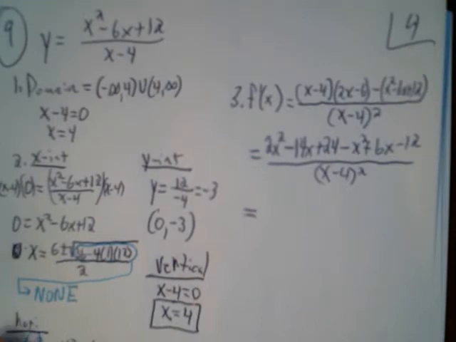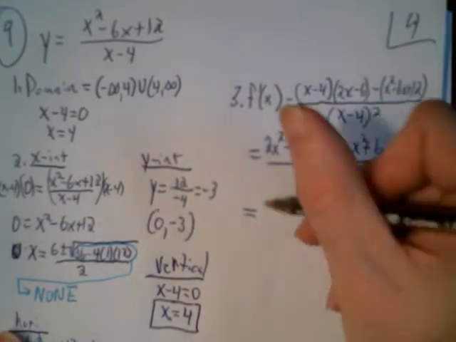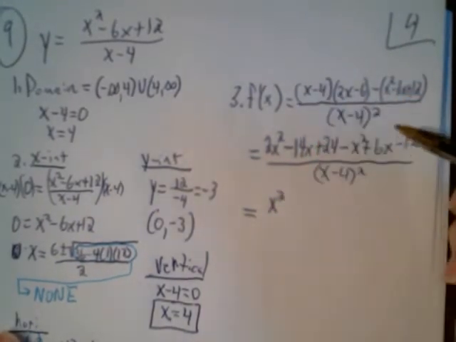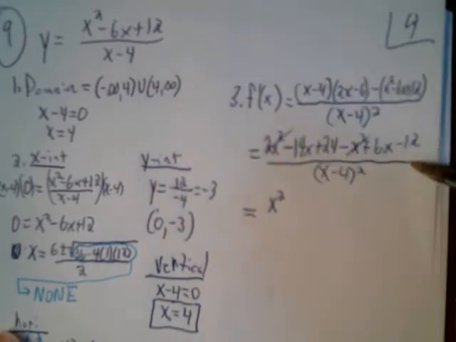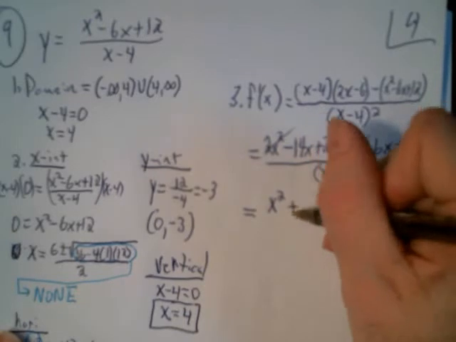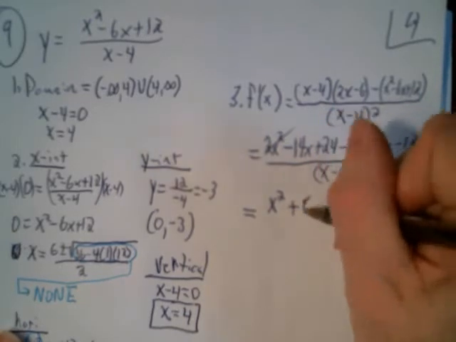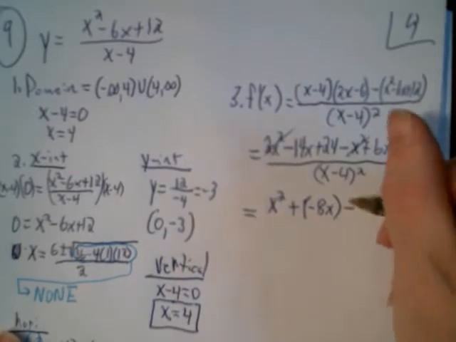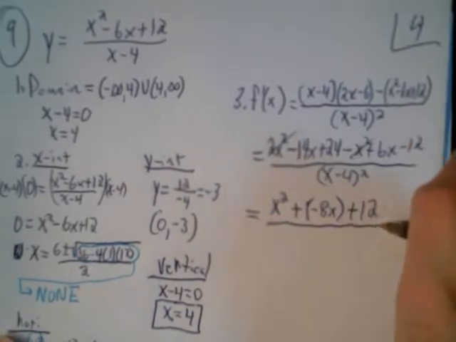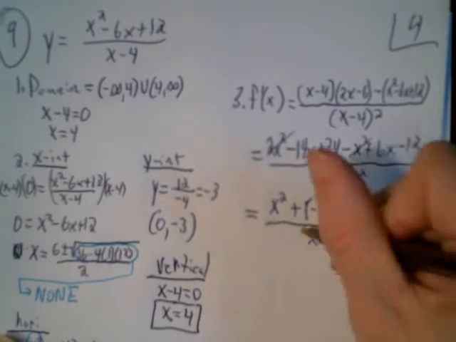Do some combining of like terms, so hopefully that's in the works. 2x squared minus 1x squared is 1x squared. Negative 14x plus 6x is minus 8x. And then 24 minus 12 is 12, and that's all over x minus 4 squared.